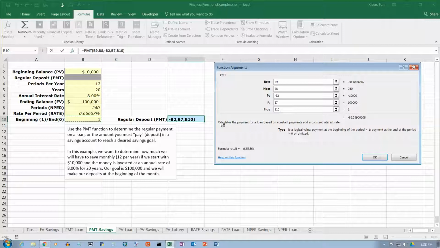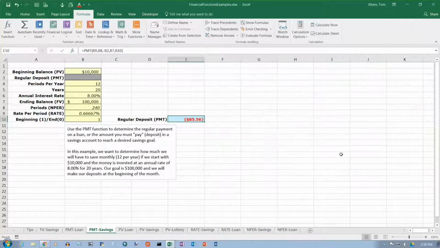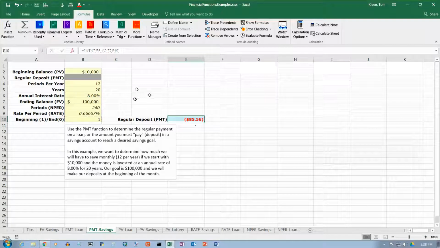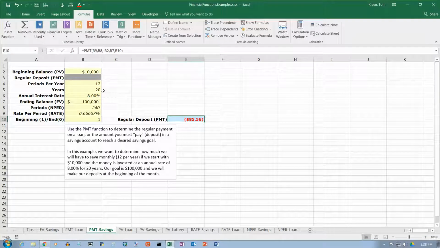And let's click on OK. And it appears that all we have to do is to reach that goal. 20 years is quite a while to save $90,000. Just have to save $85.56 a month.